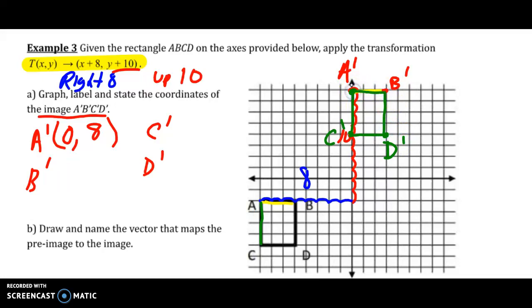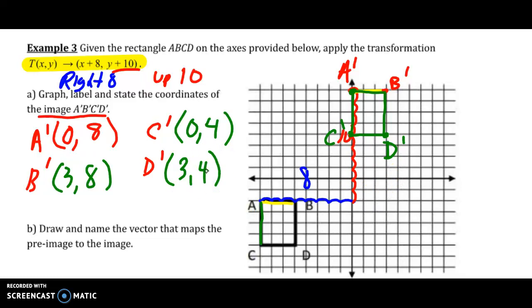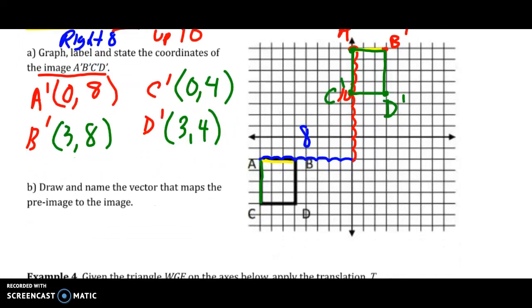So I've moved one of the points using the translation, since all the points move the same amount, and the two figures are congruent to one another. Once I move one point, I can use those same measurements to reconstruct my figure. And then I just figure out what those coordinates will be. So B prime is 1, 2, 3 on the x, and has the same y coordinate as A prime. C prime is 0 on the x, and from the origin, 1, 2, 3, 4 units up. D prime is 1, 2, 3, and 4 units up. So I've done all things. I've graphed, I've labeled, I've stated the coordinates.